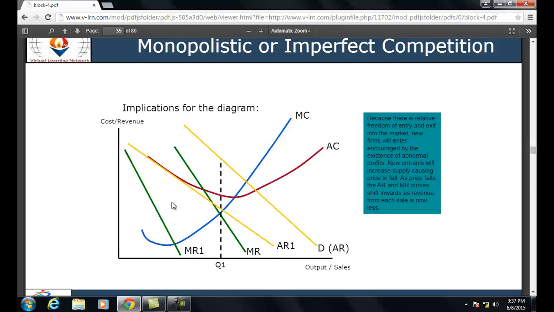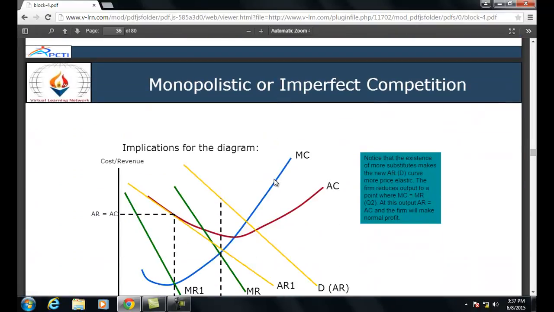So AR, MR, MC and AC: MR shifts to MR1 and AR shifts to AR1, and the cost remains the same, but the revenue is different at every level of output.